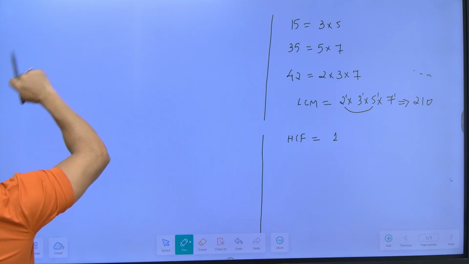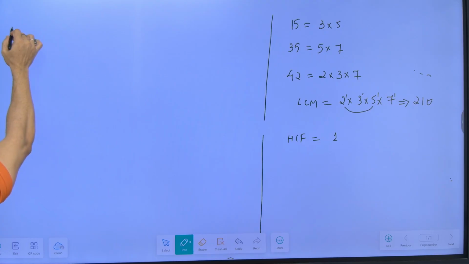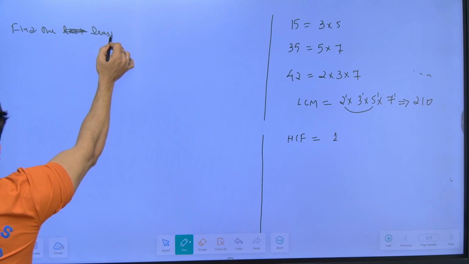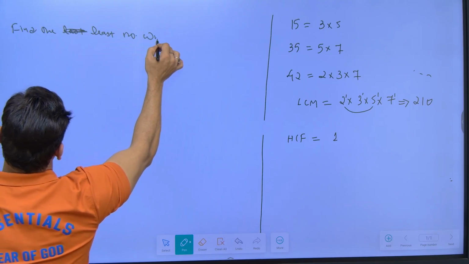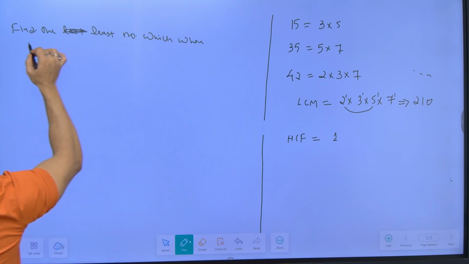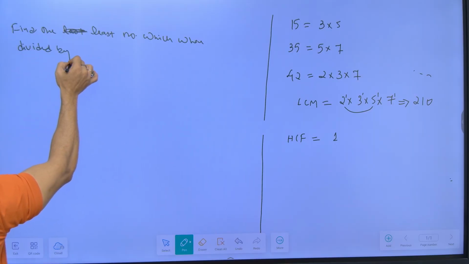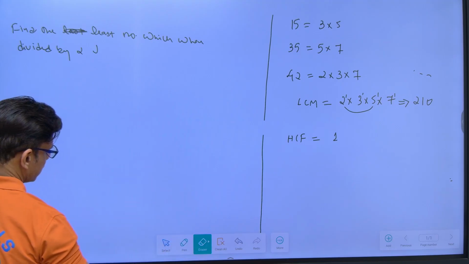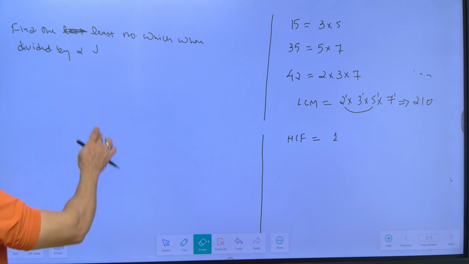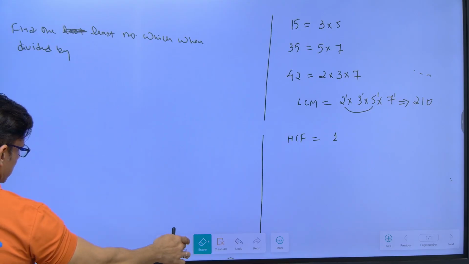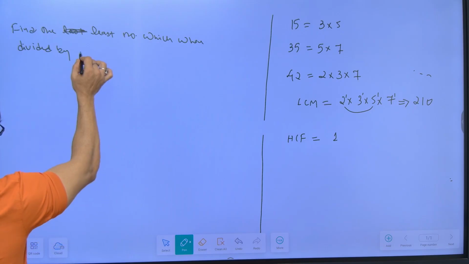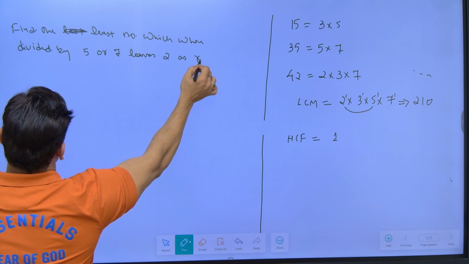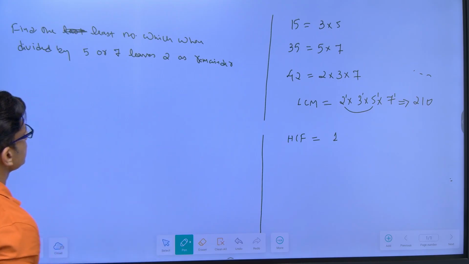Let's take questions based on LCM and HCF. Find the least number which, when divided by 5 or 7, leaves 2 as remainder. Right?